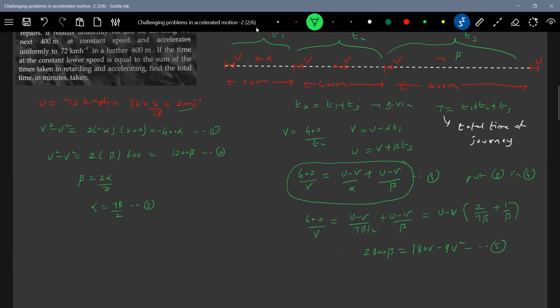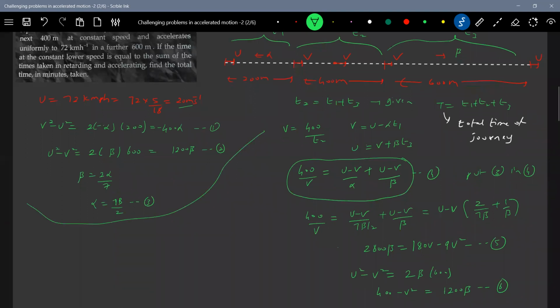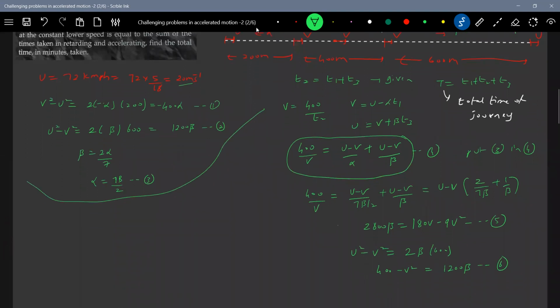Let me assume that one. Let me write here now. So this will become U square minus V square equal to 2 beta 600. This will become 400 minus V square equal to 1200 beta. Equating these two, we'll get a quadratic equation. So 5 and 6. I have to scribble here. So now equating 5 and 6.